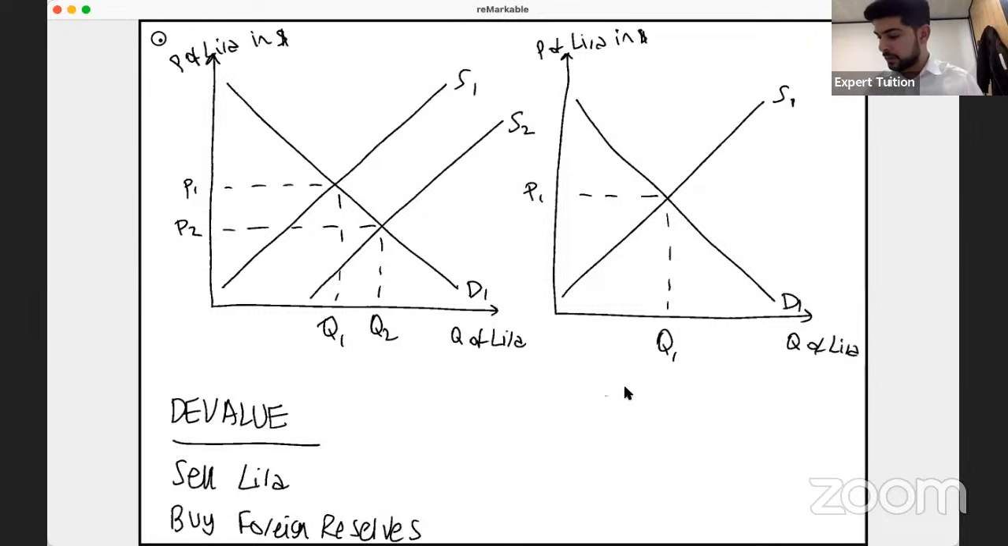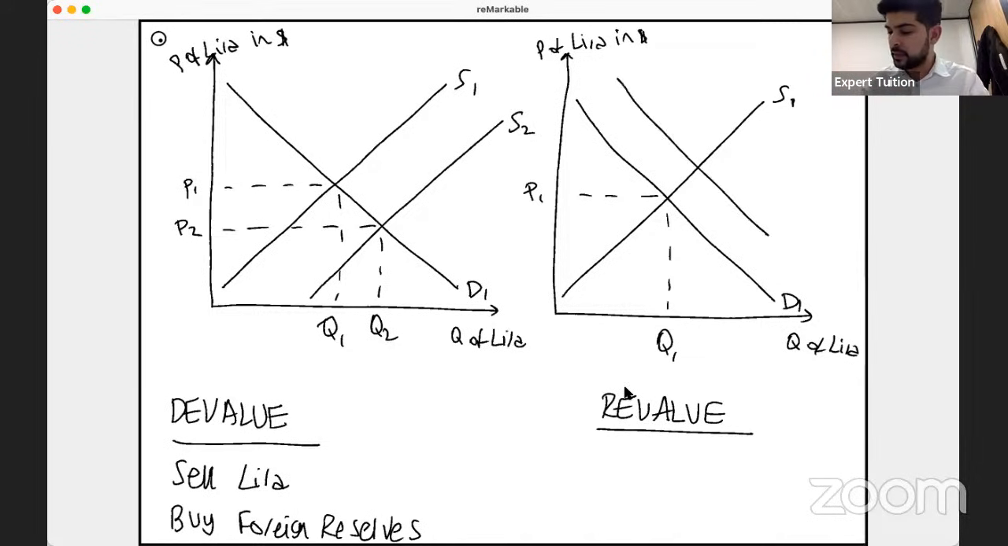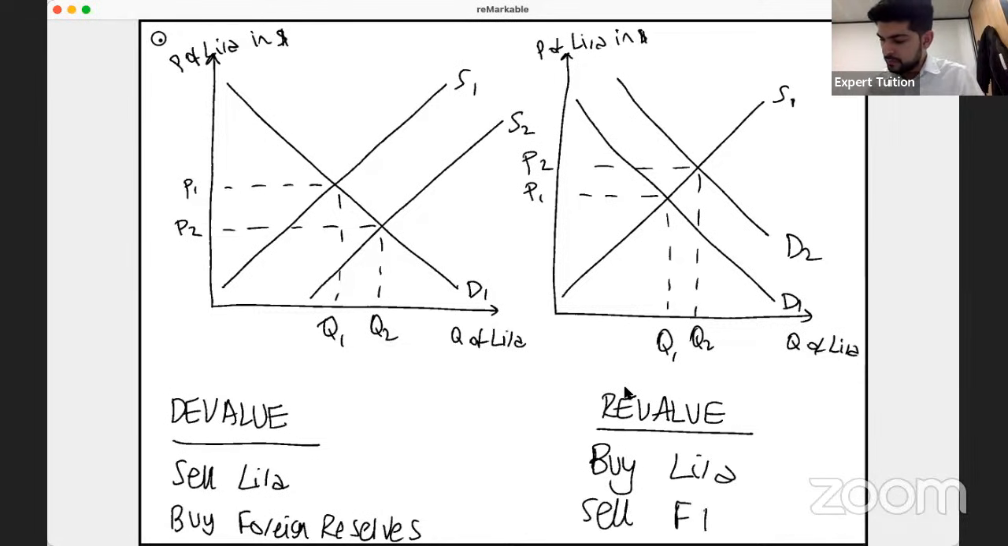Okay, let's do the opposite. Let's revalue. If I want to revalue, think now in terms of which direction I want to shift what. Supply outwards or demand outwards? Obviously, it's going to be demand outwards this time. So demand outwards, D2, P2. How do they do that? Well, think about what they did first. In this case, are they a buyer or seller of lira? They're the consumer because they're the demand curve. They are buying lira from the foreign exchange market. So they're going to buy lira, and therefore they must be selling the opposite. They're selling foreign reserves. Easy peasy. That is how you manipulate an exchange rate.